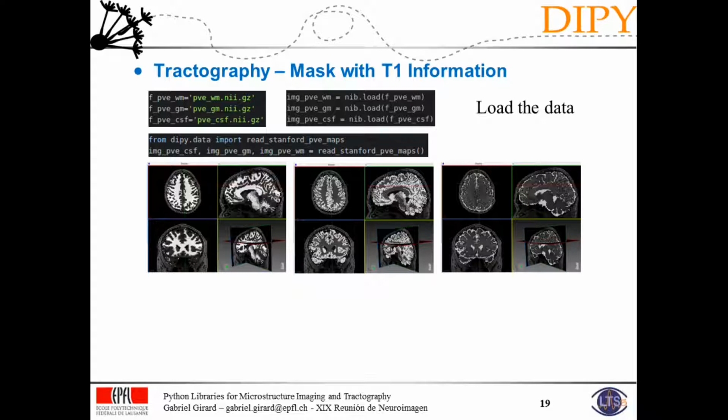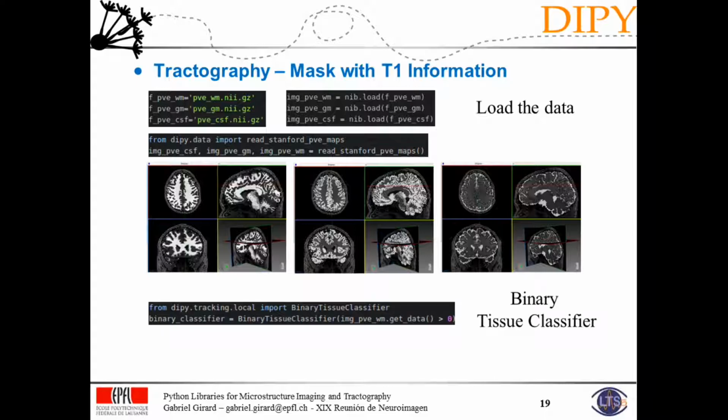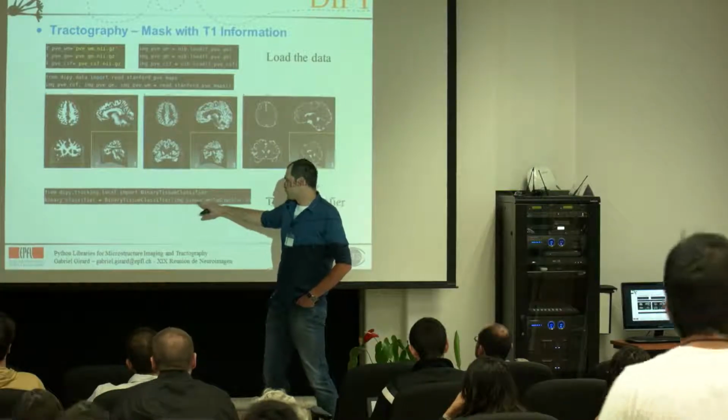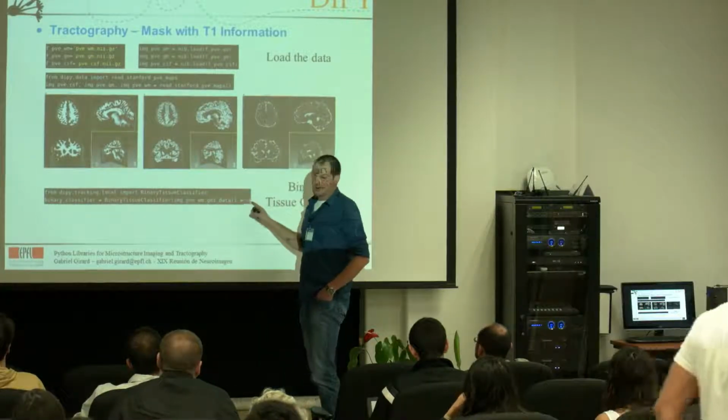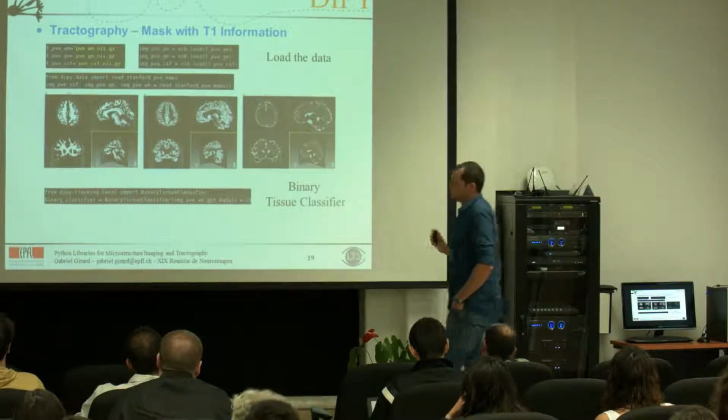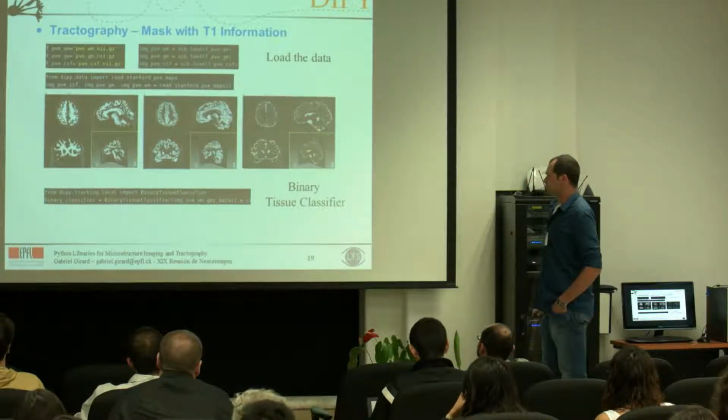So if we look at those images, if we just open the NIfTI in the visualization software, we see the partial volume fraction of white matter, of gray matter, and of CSF. And this is what we want to use to define the mask for tractography. The first thing you might want to do with those partial volume fractions is maybe to look at the binary tissue classifier, which essentially takes every value of the partial volume fraction map of white matter that is greater than 0, and this becomes your white matter mask for tractography.